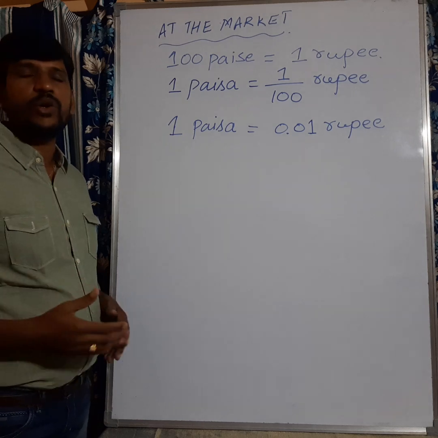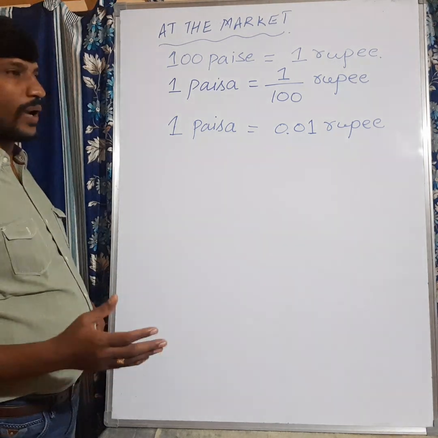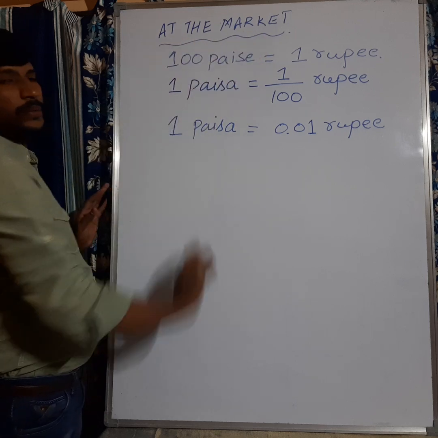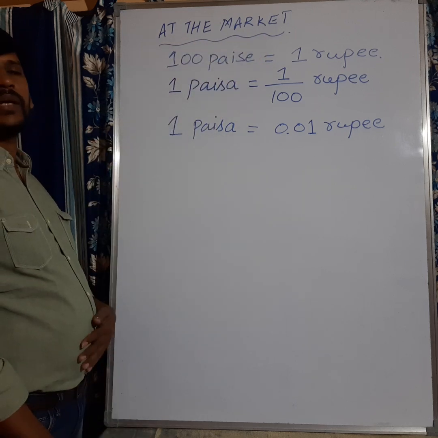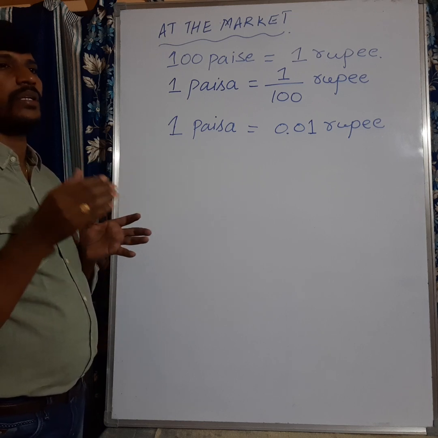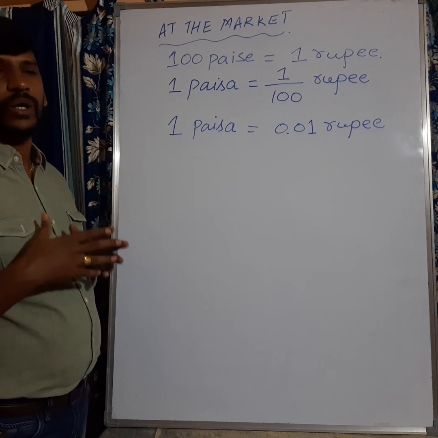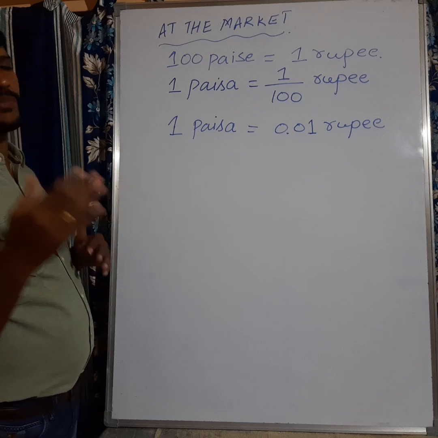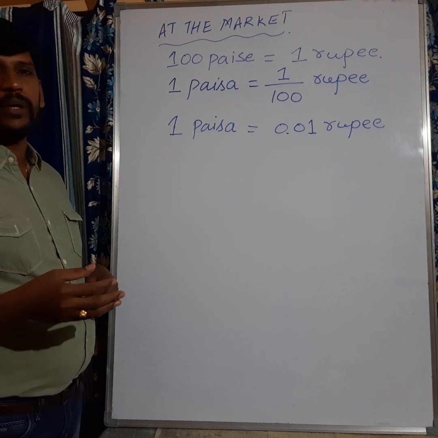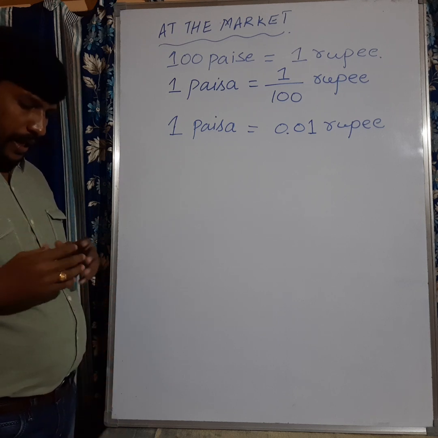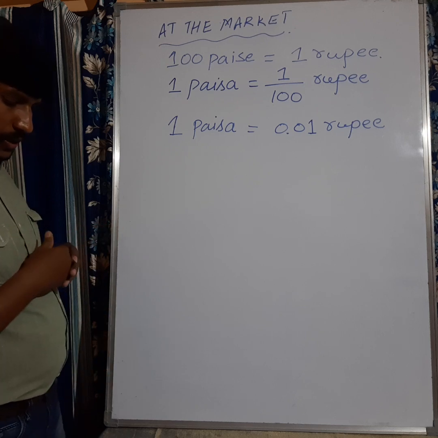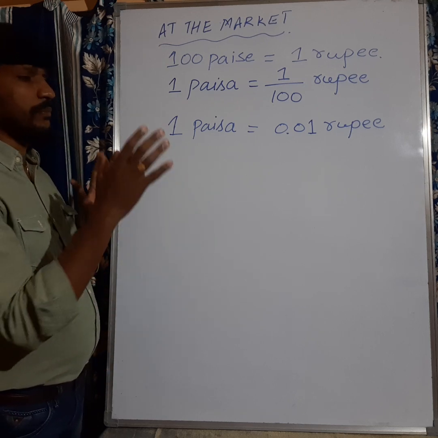All of you please open your textbook, page number 138. In that, at the market, see at the bottom they have given a price list, the cost of some items. Please observe all of those. They have given a matchbox, soap, chappal, pen, eggs, and some oil also. Clear? So they have given some prices.